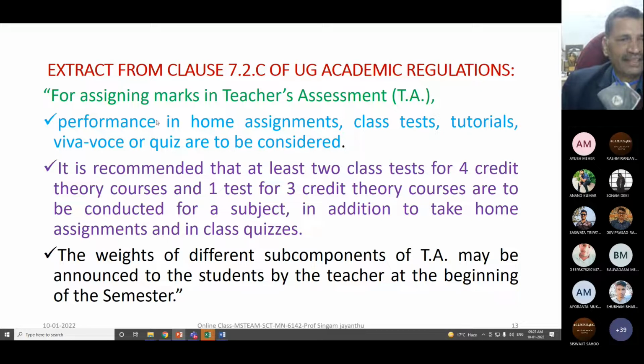So here, the extract says that for assigning the marks in teachers assessment, TA, there are 20 marks, and 30 marks is the mid semester examination, and 50 marks is for, like a Panch Pandav, I hope you are able to see five fingers, so 50 marks for our end semester examination.